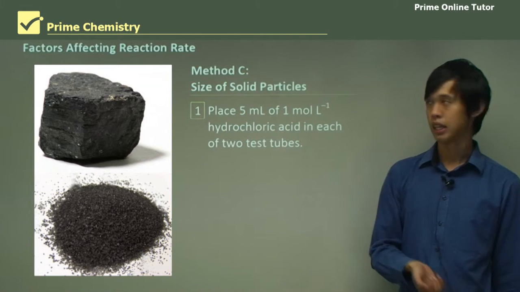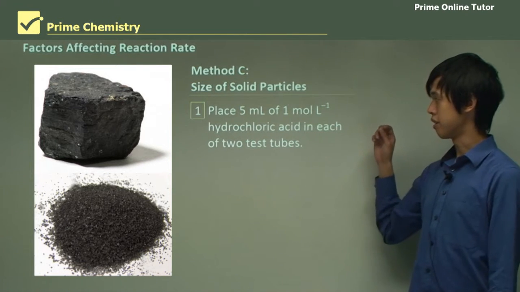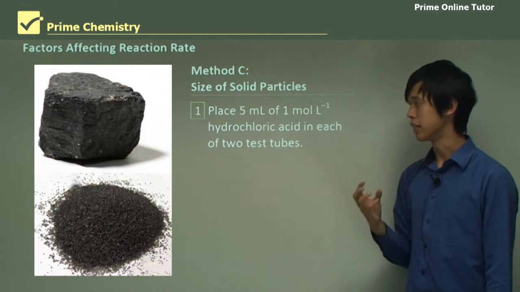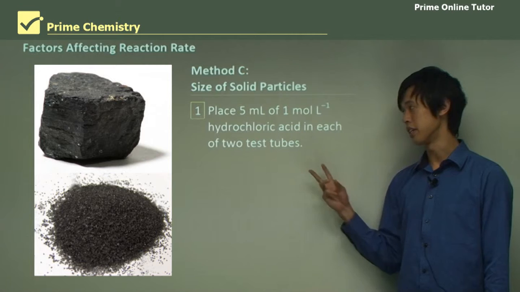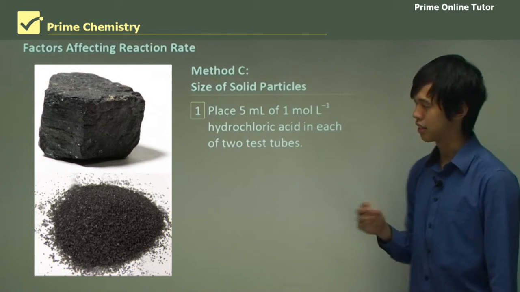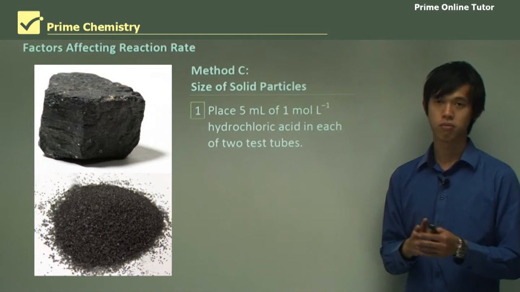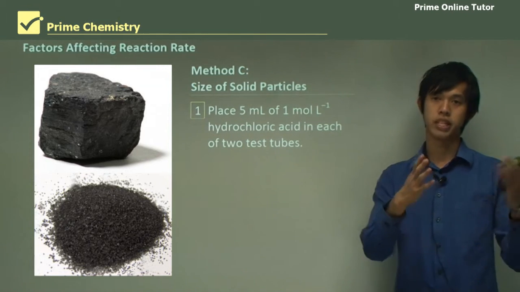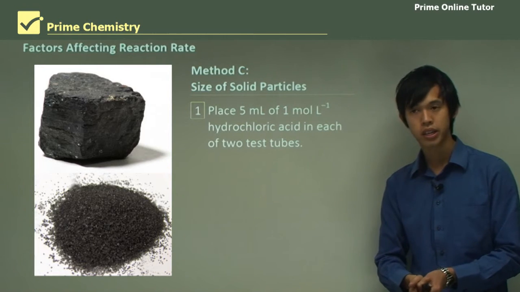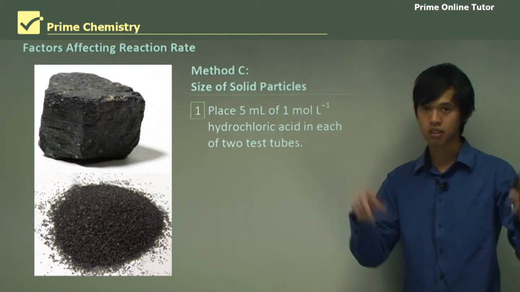And lastly, there's the size of solid particles. So you place 5 mL of the 1 mole per liter hydrochloric acid in each of the 2 test tubes. We're only using 2 in this case because it's not really easy to change a big lump into a small lump in a uniform or controlled way. So we're just going to look at it qualitatively in terms of the lump size.